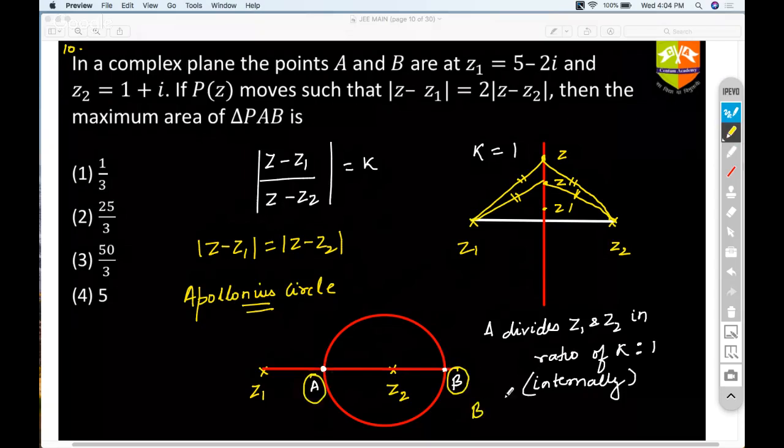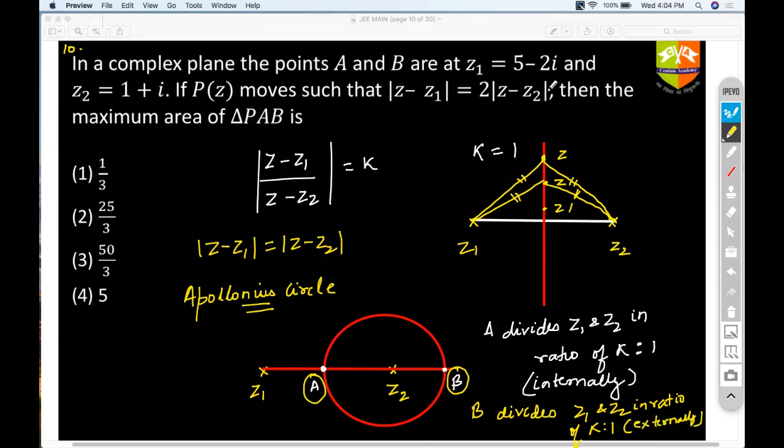And this point B, as you can see over here, would divide the join of Z1 and Z2 in the ratio of k is to 1 again, but this time externally. This is very important and it saves a lot of time.